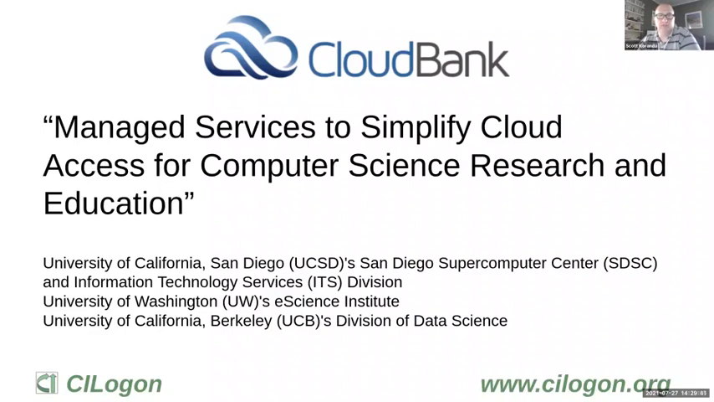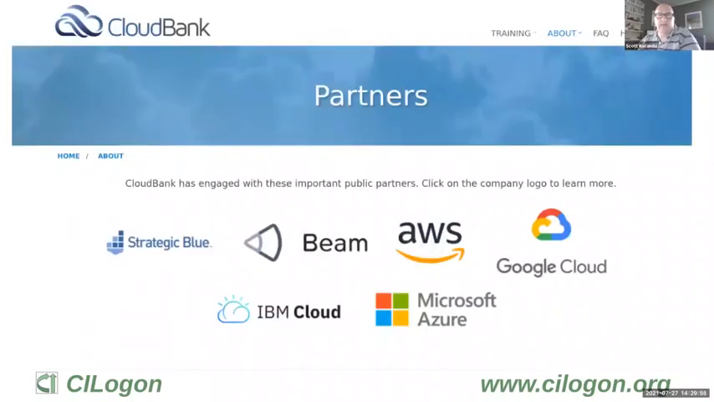This is a project that's jointly done by the University of California San Diego and the Supercomputer Center there, also the University of Washington, and also Cal Berkeley. And they manage access to a couple different cloud providers. I assume a few of these you will recognize. In particular, AWS, Google Cloud, GCP, IBM Cloud, and also Microsoft Azure.